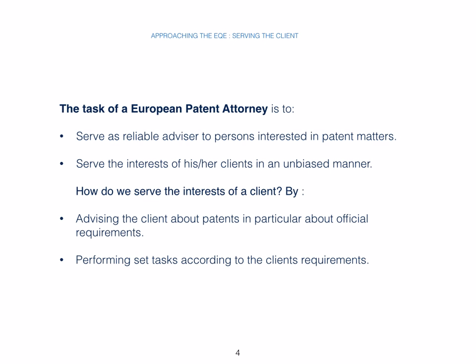How do we serve the interests of a client? We do this by advising the clients about patents and the patent system in general, and in particular about official requirements of the patent system and of the European Patent Office. And we also perform those tasks that are set according to the client's requirements. Such tasks include, for example, filing and prosecuting a European patent application, filing or defending an opposition, providing an opinion, and so on.